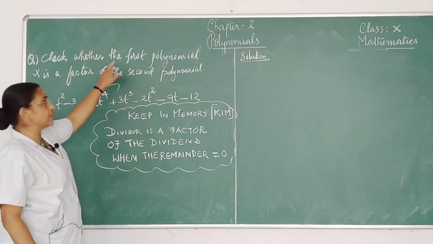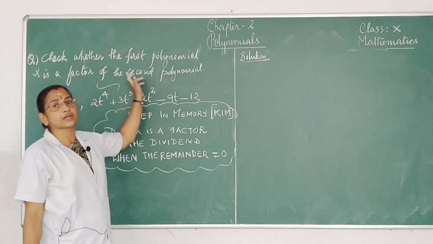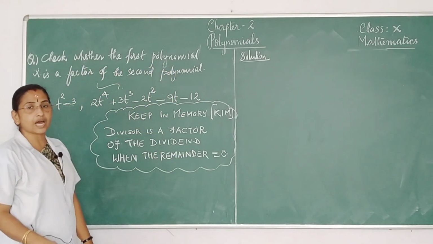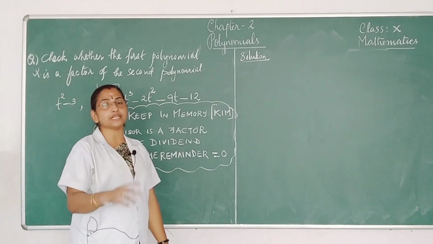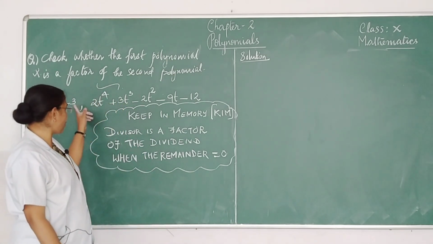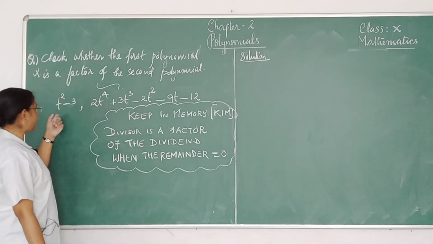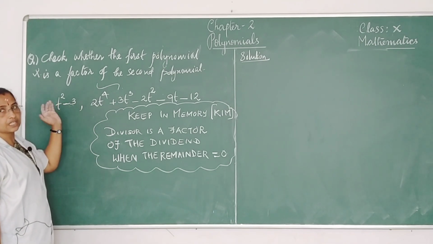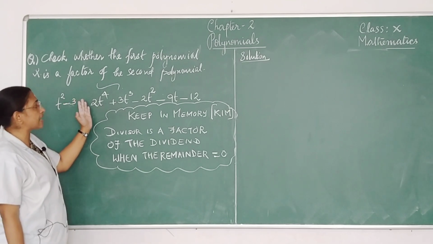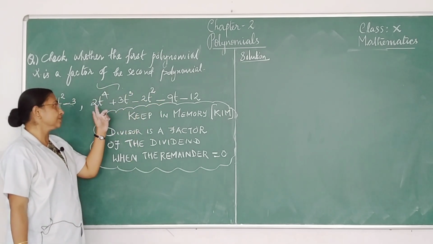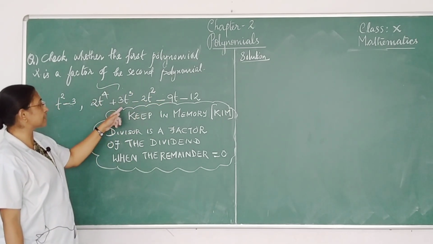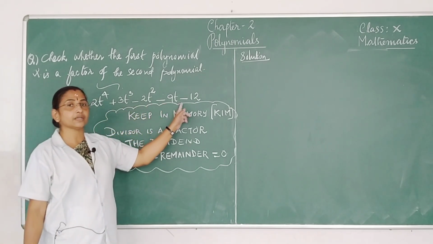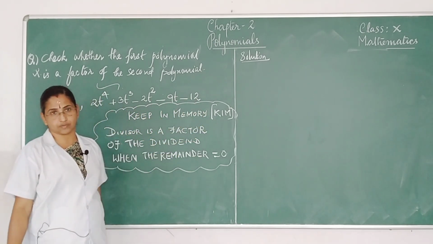One more question, very important question. Check whether the first polynomial is a factor of the second polynomial. 2 polynomials are here. The first one is t square minus 3. You need to check whether this t square minus 3 is a factor of the second polynomial 2t raised to 4 plus 3t cube minus 2t square minus 9t minus 2.